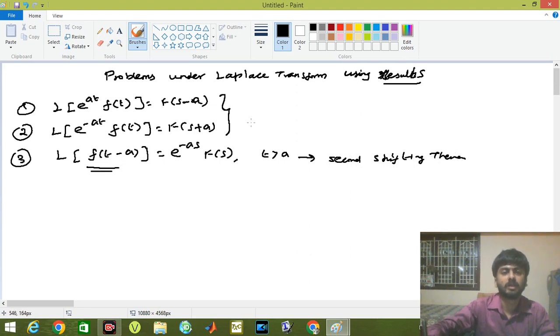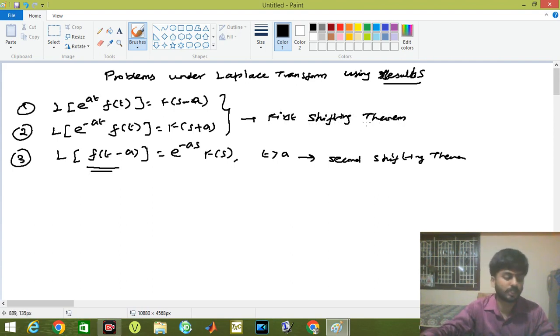Actually these two are the first shifting theorem, and this is the second shifting theorem. I shall explain later how this property arises. And there are some more results.